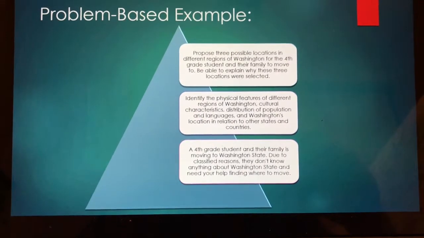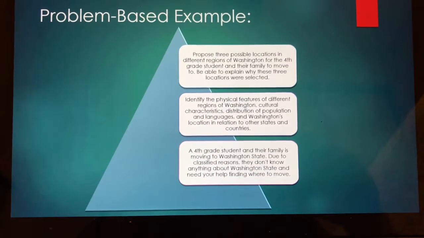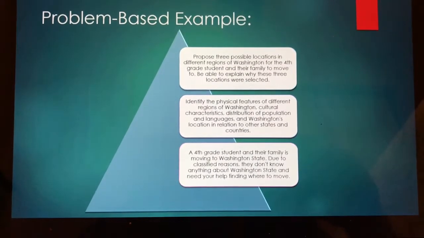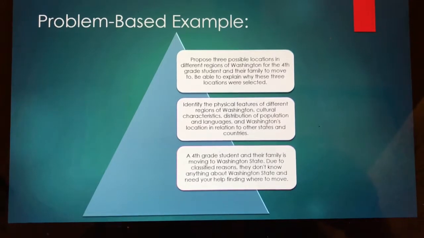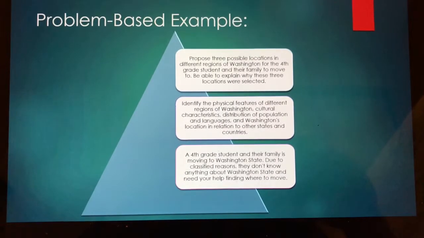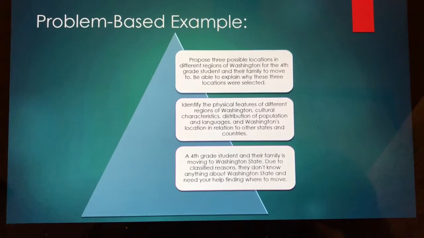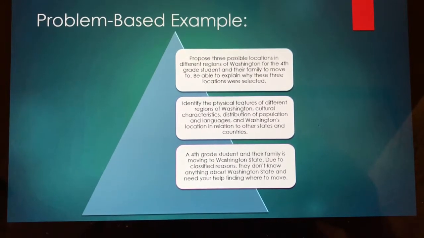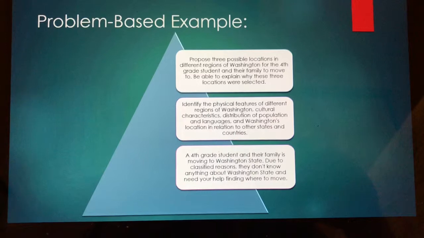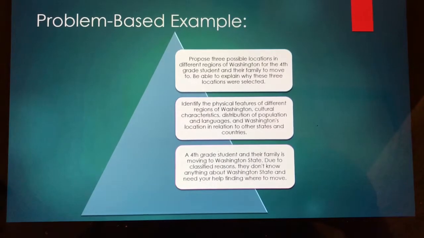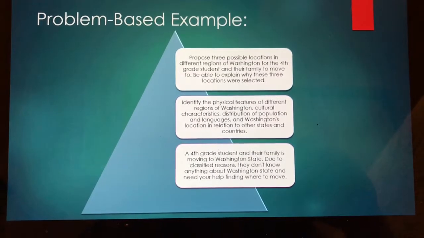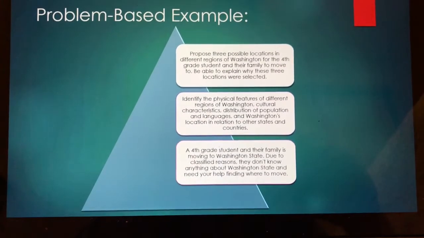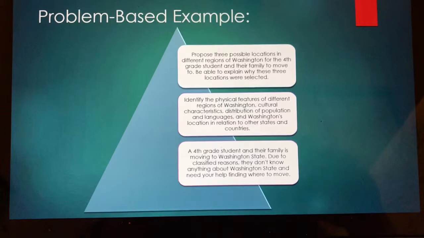I would maybe choose to use a video clip or create some type of interesting, engaging presentation to share this scenario with the students. The next step of the pyramid is that students will identify the physical features of different regions of Washington, cultural characteristics, distribution of population and languages, and Washington's location in relation to states and other countries. Those came right from the standards that the students are expected to learn.